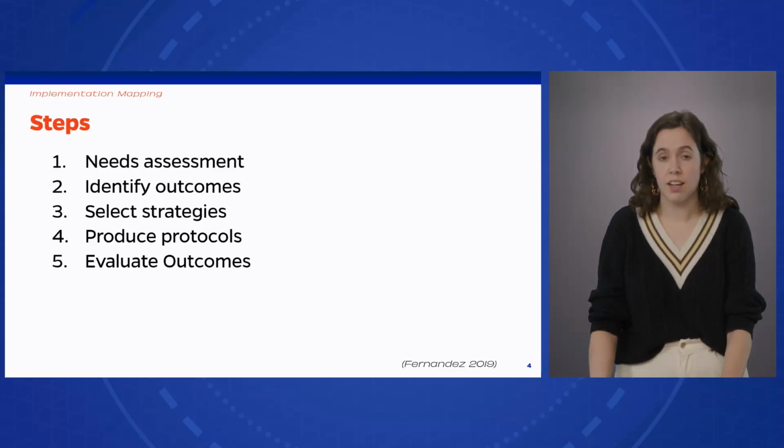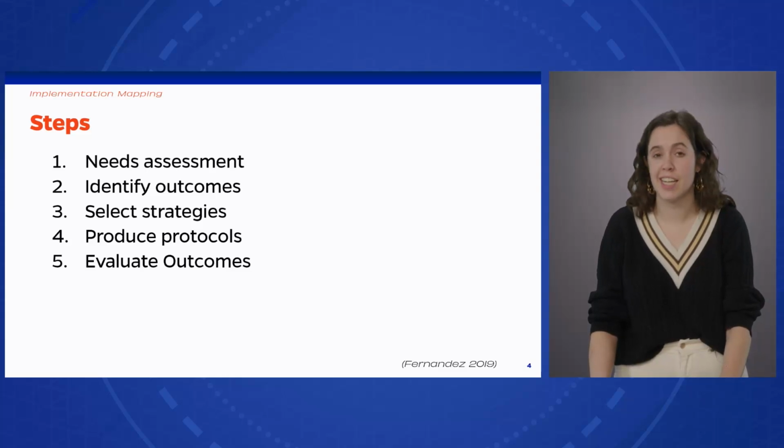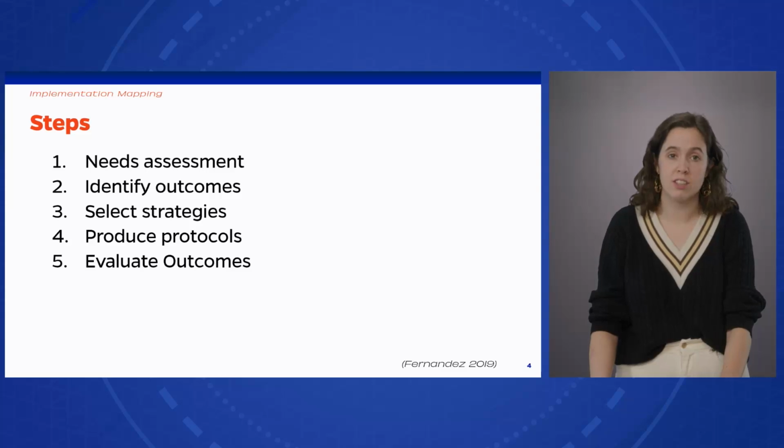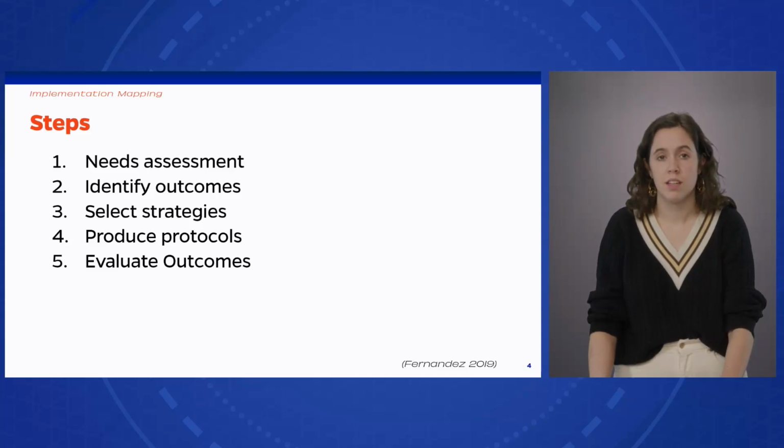The tasks are: 1. Conduct an implementation needs assessment and identify program adopters and implementers. 2. State adoption and implementation outcomes, performance objectives, and identify determinants. 3. Choose theoretical methods and select or design implementation strategies. 4. Produce implementation protocols and materials. And 5. Evaluate implementation outcomes. These are the 5 steps of implementation mapping. We'll focus on the first 3 today and further address the evaluation component in a later module.